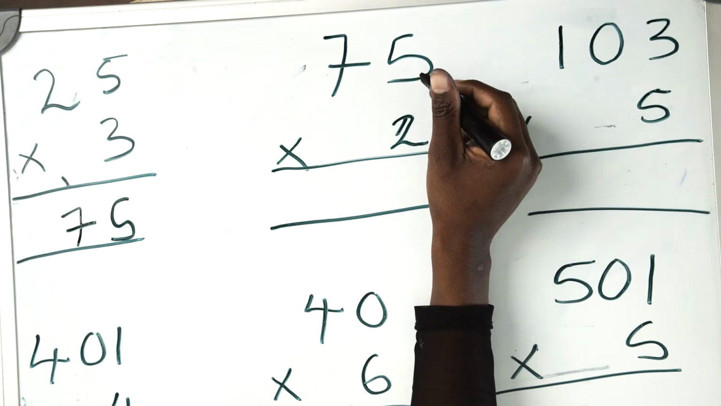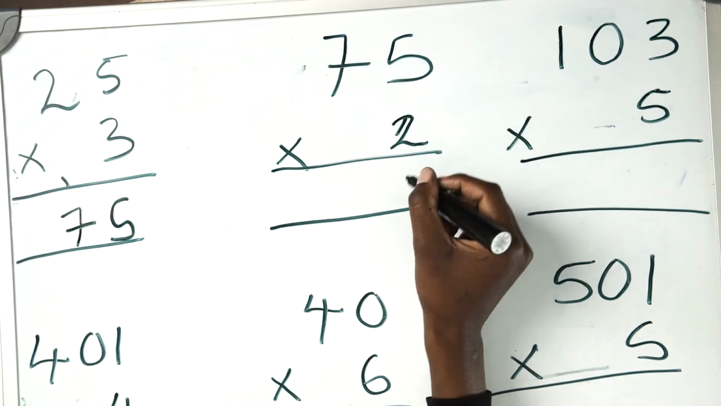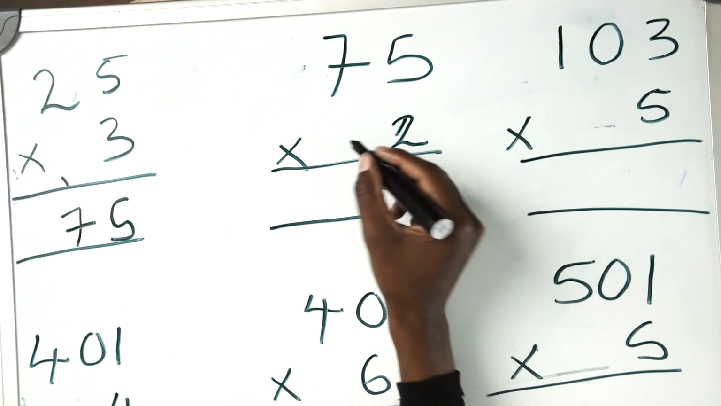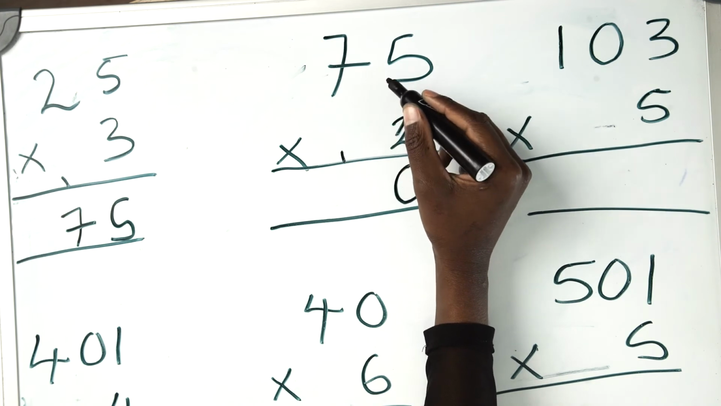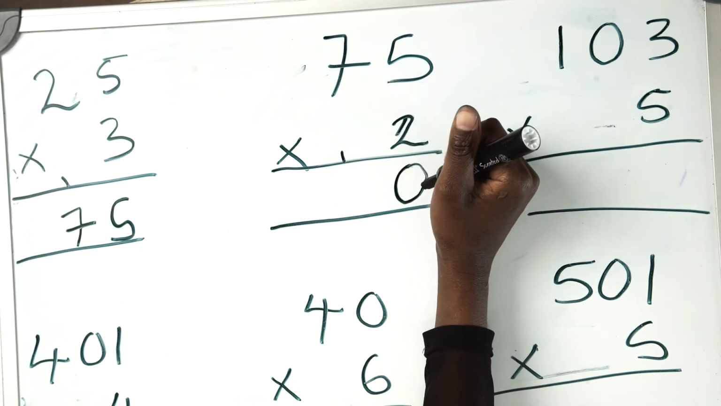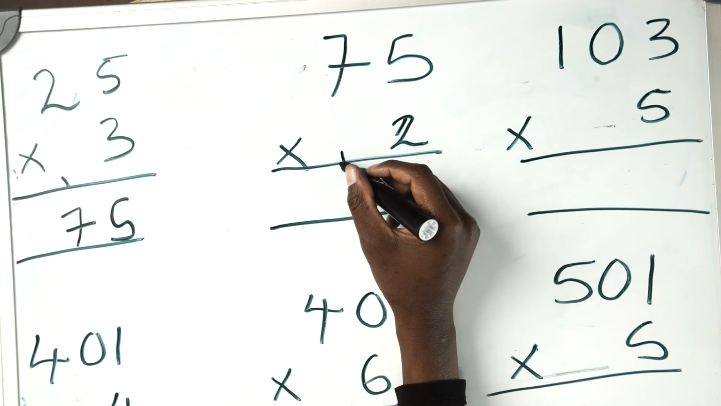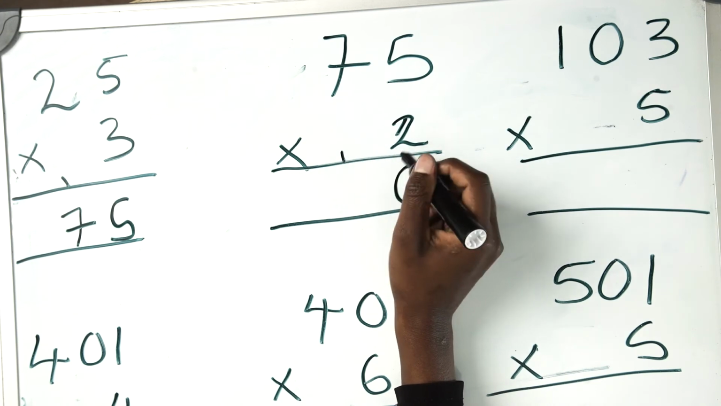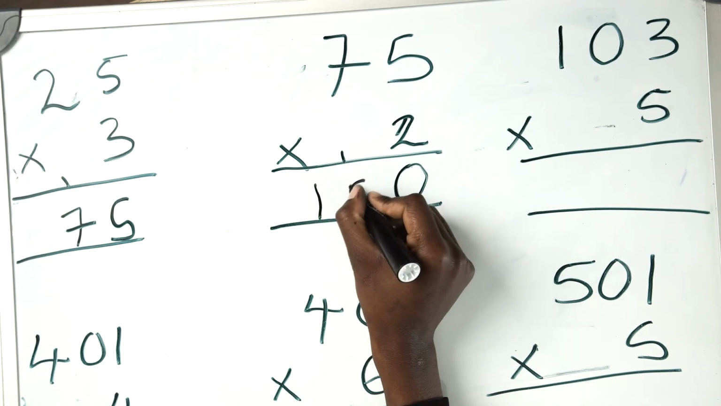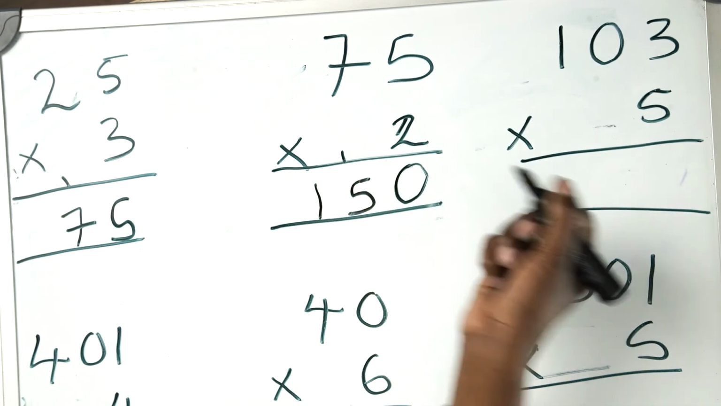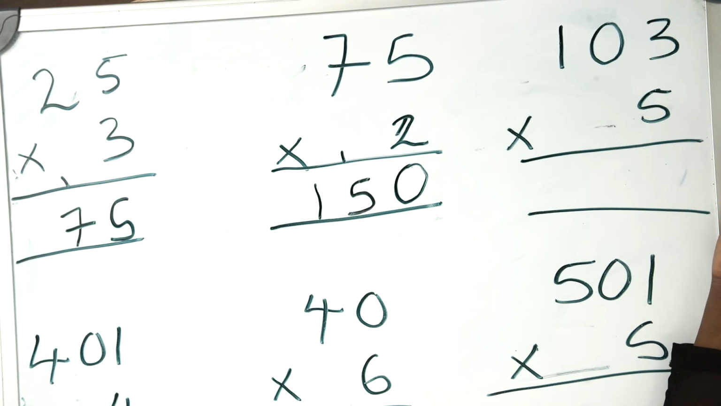Then we move on to the next one. 2 times 5, that's 10. You put your 0 here, and then you add 1 here. 2 times 7, that's 14. Yes, that's correct. And then you add another 1 here, the one that you carried here, and it becomes 15. You write your 15 here. And then we move on to the next one.